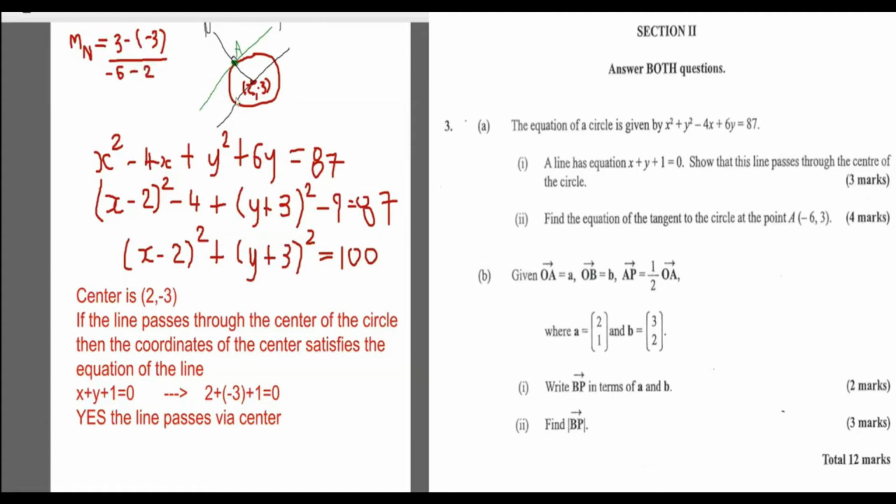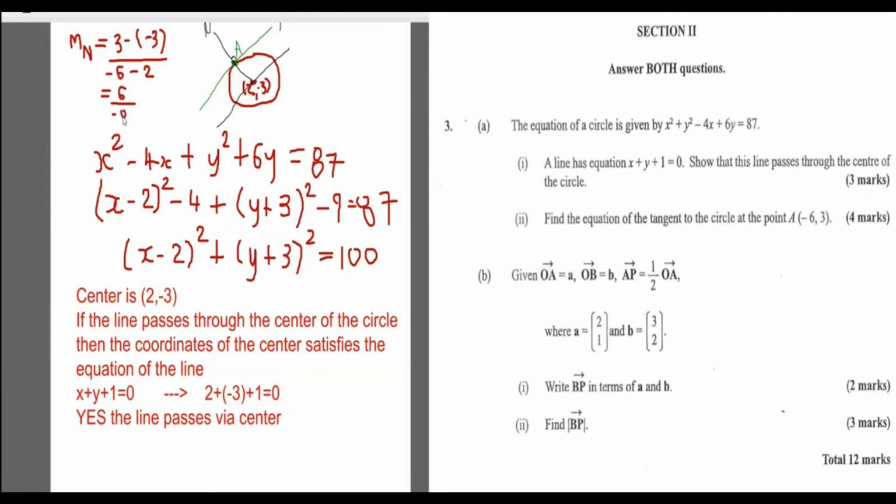All right, so it's y2 minus y1 over x2 minus x1. All right, and so what are we getting for the gradient of the normal? The gradient of the normal is 3 minus 3 is 6. That works out to be 6 over -8.